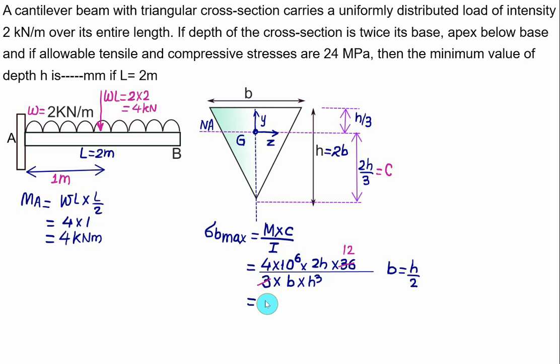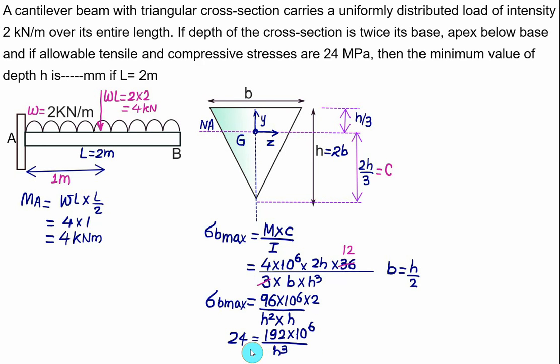So we have 96 into 10 to the power 6. We have H, and this is H cube, so H square is left. And B is the same as H by 2, so it is again multiplied by H, and 2 will shift to the numerator. On the left hand side we have the maximum value of bending stress, which is equal to 24. 2 into 96 is 192. So we have 24 equal to 192 into 10 to the power 6 divided by H cube.